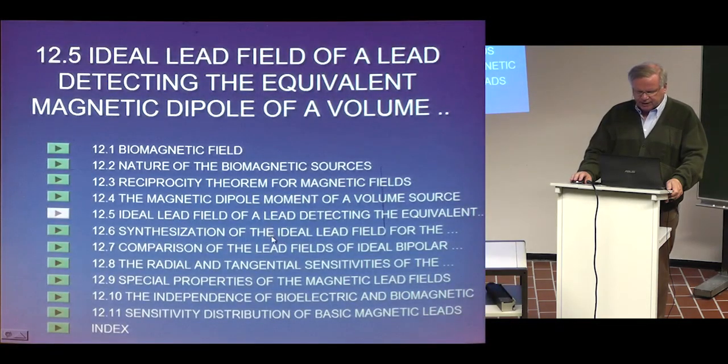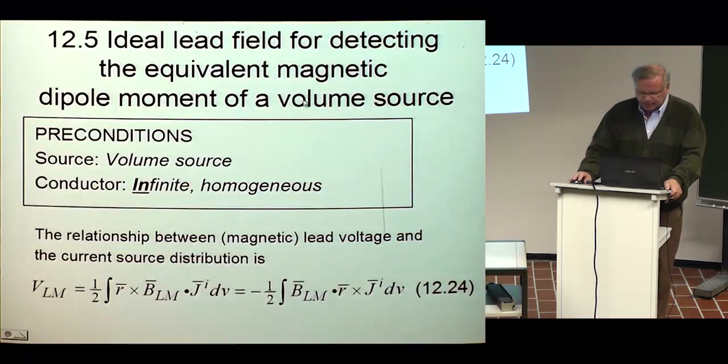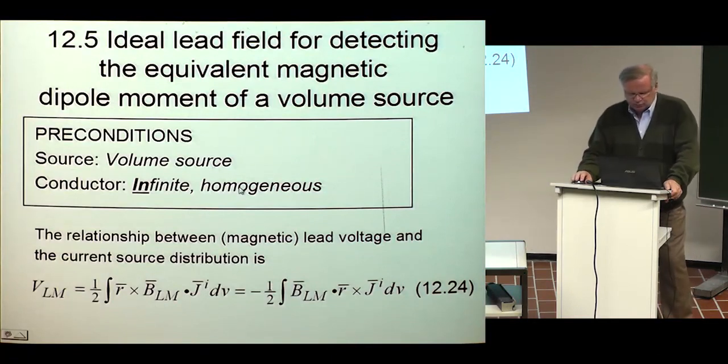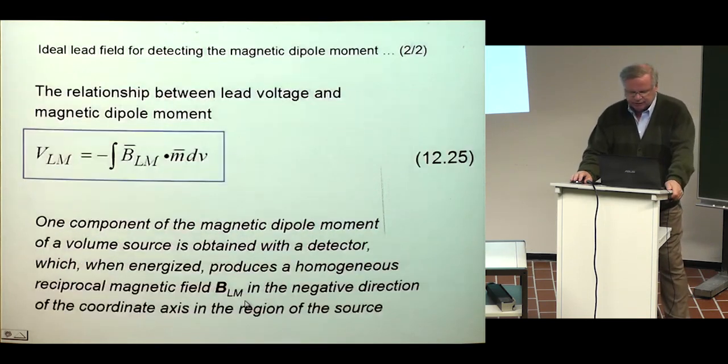And now we find the ideal lead field of a lead detecting the equivalent magnetic dipole of the volume source. We are now first in an infinite homogeneous volume conductor. The relationship between magnetic lead voltage and the current source distribution is given here. I give quite quickly a few equations which you don't necessarily immediately see where they come from. The ideal lead field for detecting the magnetic dipole moment. The relationship between the lead voltage and the magnetic dipole moment is this one.